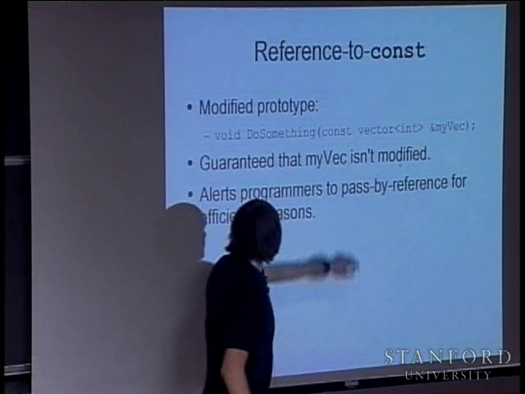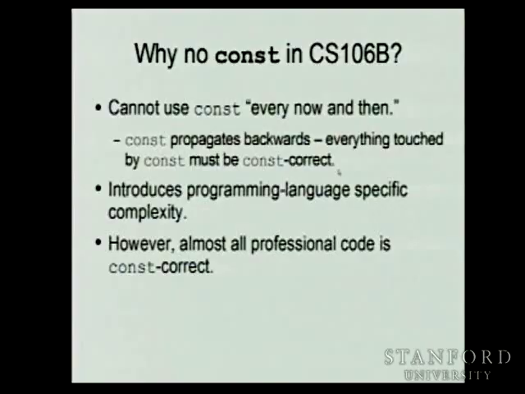The question is, if it's such a useful keyword, why didn't we show you this? And the biggest reason is you can't just use const every now and then. You can't say, I'm going to mark this parameter const, and that one's const right there. It doesn't work that way.